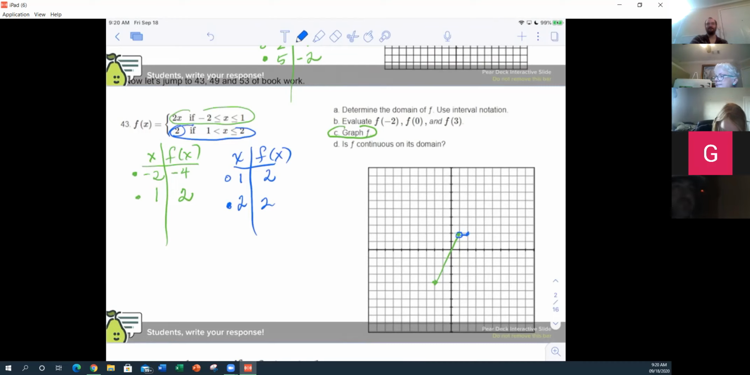Like that. All right, so is this continuous? Yes, it is, because this is filled in. It's not filled in on this interval here, but it is filled in on this one. So this one is continuous. You could draw it without picking up your pencil. All right, so now let's evaluate f of -2. We already said it was -4.